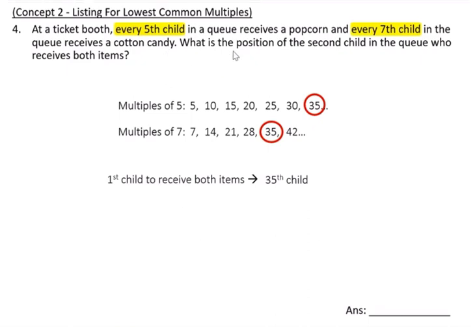Very good. But then I don't want this. I want the second child: 35 times 2 equals 70. Yes, because I'm looking at the second child, which means I'm looking at the second common multiple. So I'll have to take 2 times 35. Okay? All right, the answer is 70.